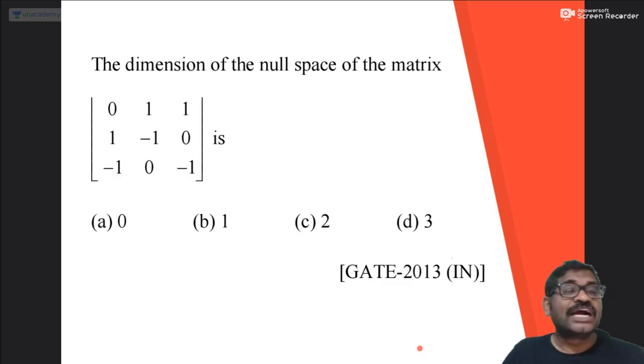Next, dimension of null space. Because you can substitute the lambda value in the equation itself, no problem. You have to go for 4 trials now. First option, second option, third option, like that. Trial and error.